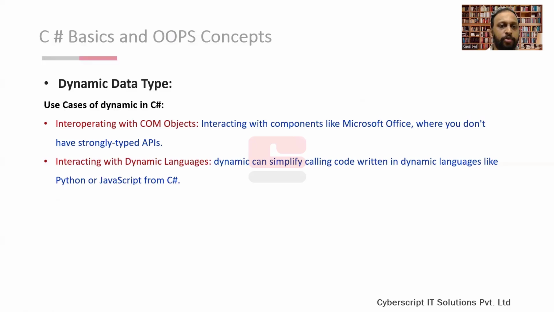So let's understand use cases of dynamics in C#. Interoperating with COM objects, interacting with components like Microsoft Office, where you don't have strongly typed APIs. So in that case, you have to use the dynamic data type. The next one is interacting with dynamic languages. Dynamic can simplify calling code written in dynamic languages like Python or JavaScript from C#. So when you want to communicate or consume the functions from dynamic languages like Python or JavaScript, in that case, you have to use the dynamic data type.